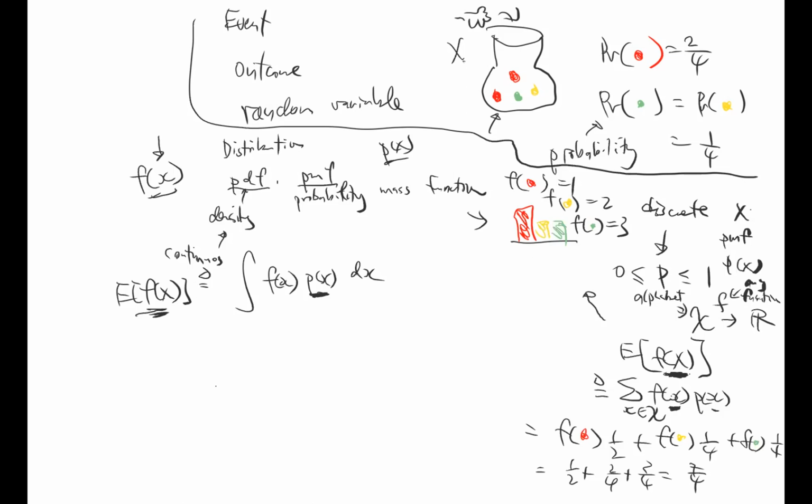And that's the expectation. One thing for both the discrete and continuous case: note that expectation is a linear operation. So for example, if I have the expectation of aX plus bY, where a and b are constants and X and Y are random variables, then I can write it as the expectation of aX plus the expectation of bY, which is equal to a times the expectation of X plus b times the expectation of Y.